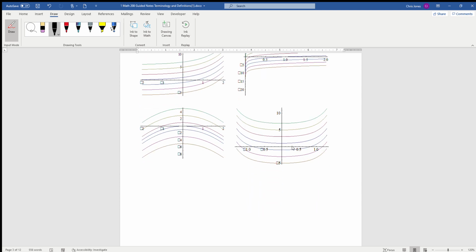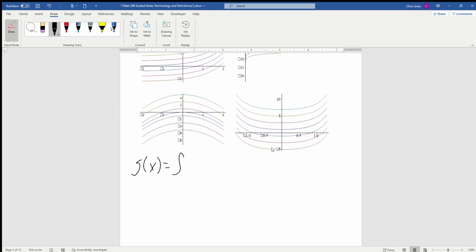So g of x is going to be equal to the integral of 2x e to the x squared dx. Now, unfortunately, this one's not as easy as the previous. The last one we just had a regular old polynomial.